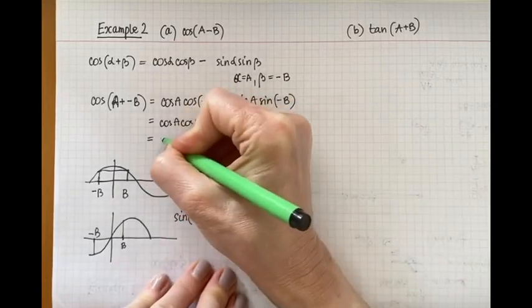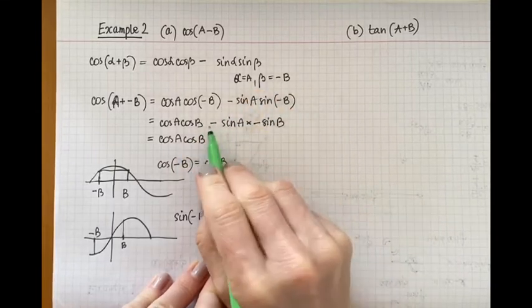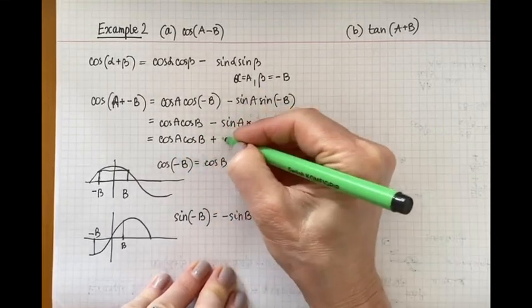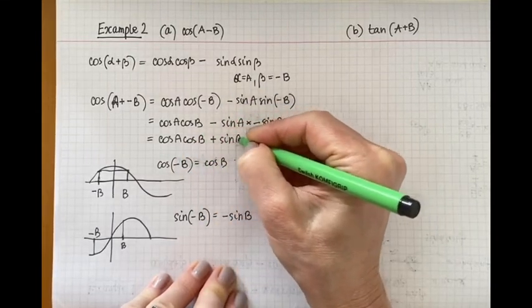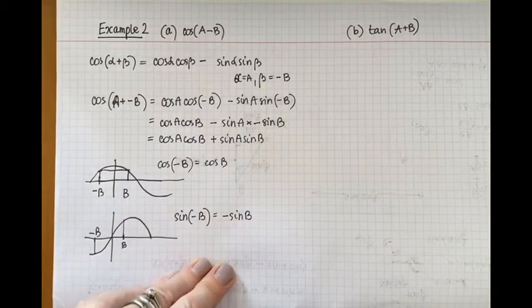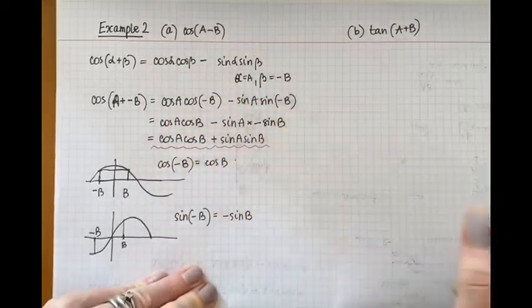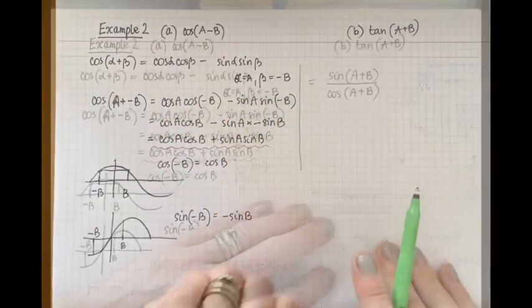So effectively you're going to get cos A cos B, and then you get minus times minus becomes a plus. So it's sine A sine B. So this is our result, proven. Okay, and it's in the formula booklet.